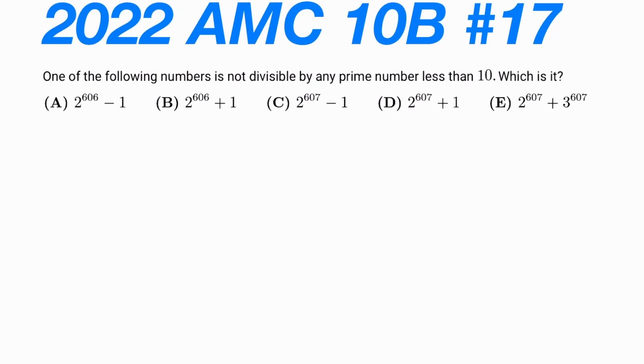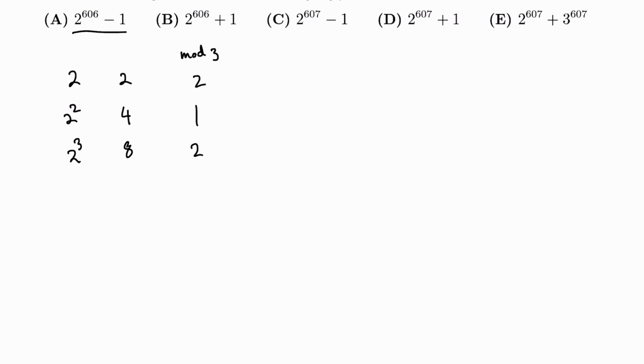So, let's think about that. Okay, so 2 is obviously just 2. 2 squared is 4. And 2 to the third power is 8. Let's just take that mod 3. So divide that by 3, and we want to take the remainder when it divides 3. So that's 1. That's 2. That is 2. 2 to the fourth, 16, that is 1. You might start to see a pattern over here.